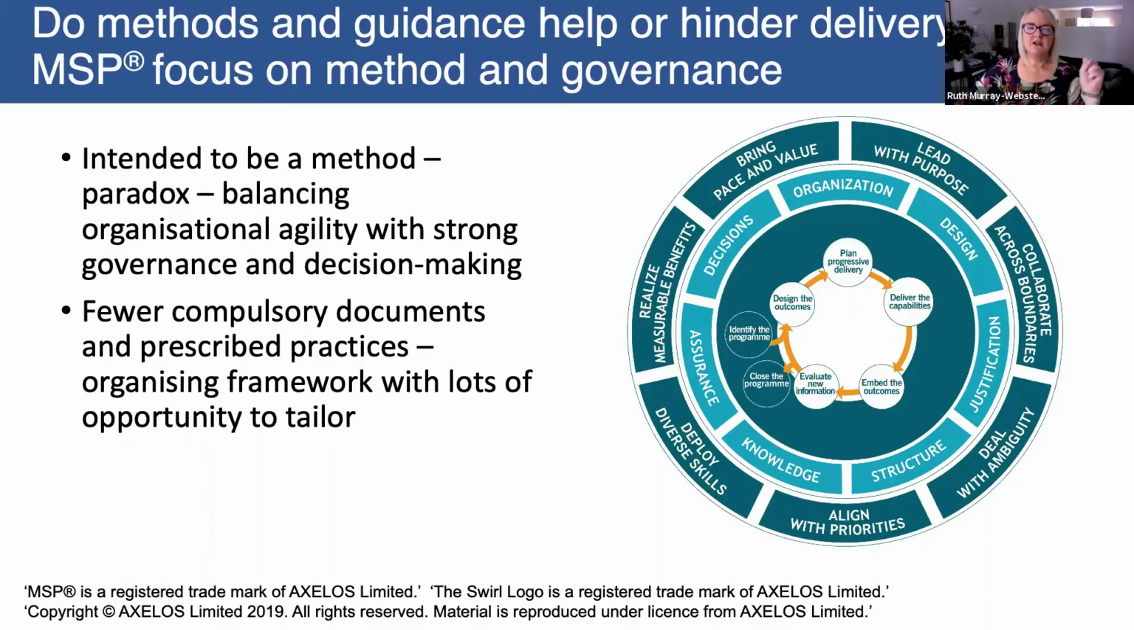Like the APM Body of Knowledge, MSP is supposed to be a method. And it's really an interesting one, because actually program management is a way of enabling organizational agility when you're pursuing major organizational change. The paradox is, well, you want the method to enable agility, but also have some strong governance and decision making around that.